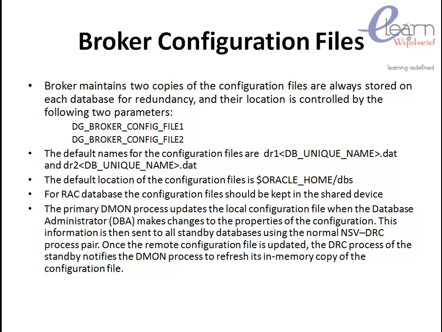Once the process flow is understood, then comes the data guard broker configuration files. As I explained earlier, the data guard broker has two configuration files: dg_broker_config_file1 as well as file2. The default location will be your Oracle home /dbs directory, and the names of these configuration files will be dr1 then db unique name .dat. For example, if it is prime, then dr1prime.dat as well as dr2prime.dat.